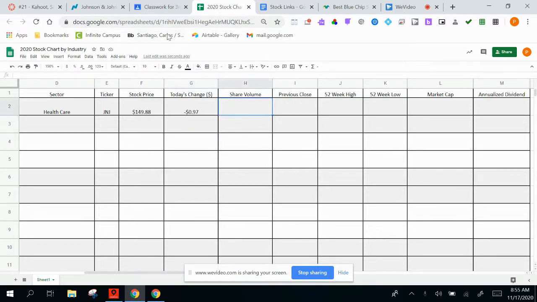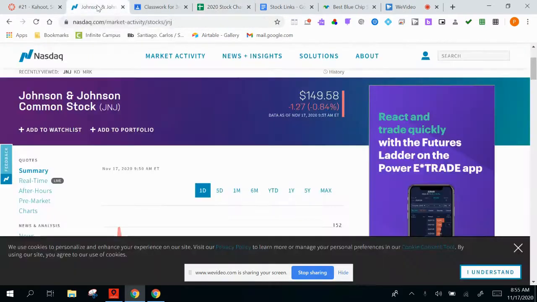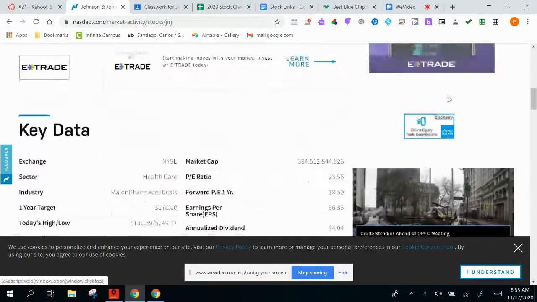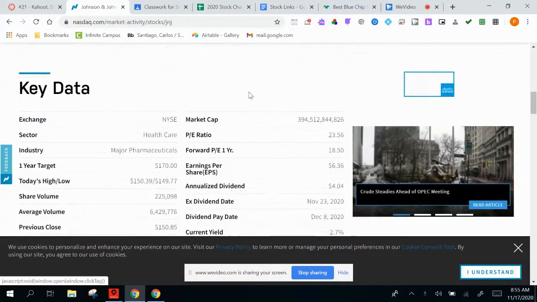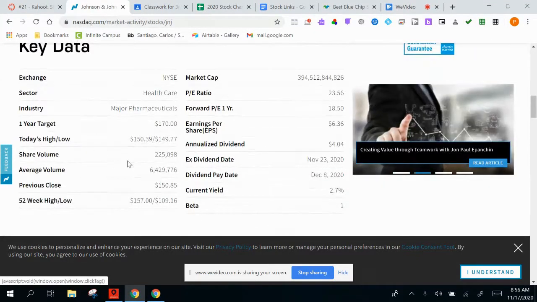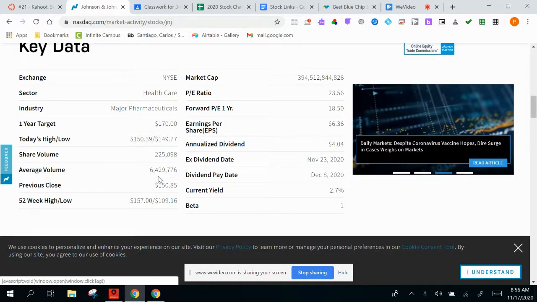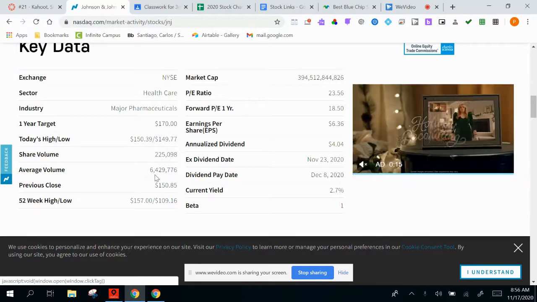All right. Next up is the share volume. This is going to tell us, and I apologize, the chart and other stuff keeps popping up. It's just in a weird spot when I am scrolling. The share volume tells me how many shares of stock have been traded today so far. The average volume tells me on average per day how many shares of stock are traded. So typically, it's about 6.4 million shares are traded every day.